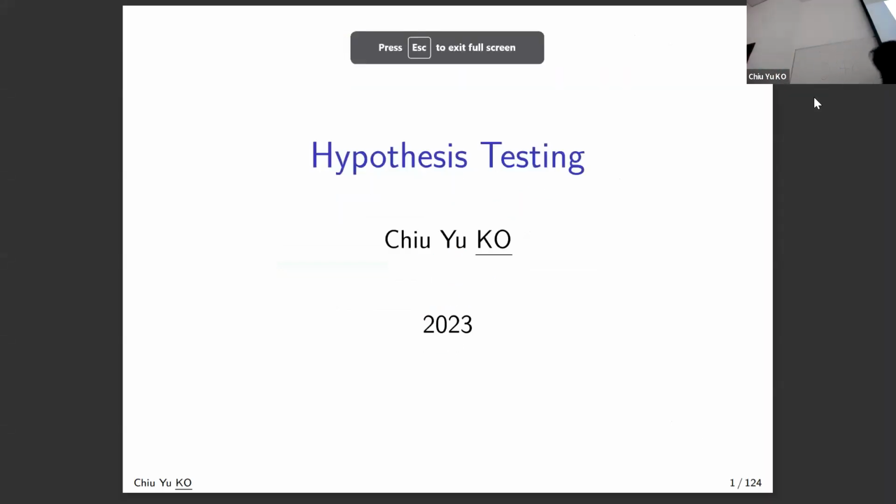So what I want to talk about today is called hypothesis testing. And for those who do law, you will find this is the thing that is most useful, or very closely related to what you learn. Okay. So hypothesis testing is closely related to estimation.